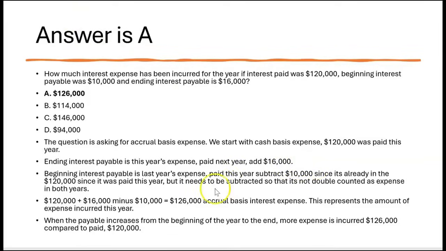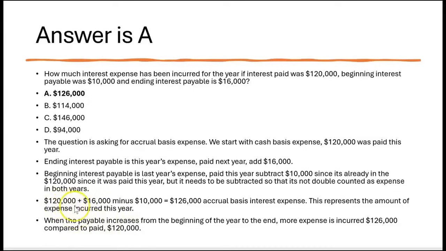But we're not done, because beginning interest payable is also given to us, and beginning interest payable is last year's expense, paid this year. So subtract the 10,000 of beginning interest payable, since the 10,000 is already in the 120,000, since 120,000 represents what was paid this year. But the 10,000 needs to be subtracted so that it's not double counted as expense both this year and last year. Right? That 10,000 is last year's expense. If you don't subtract it from the 120,000, it's going to be counted as this year's expense also.